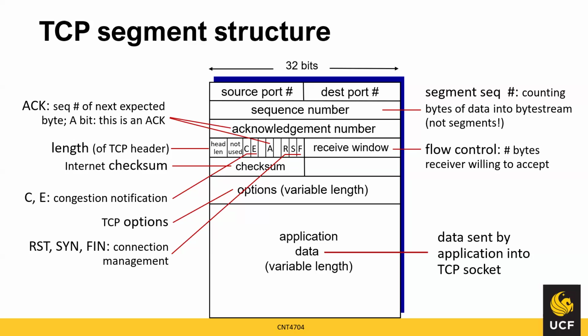Then we have the C and E. These are used for congestion. Obviously, we will not discuss this in this lecture. We will talk about congestion in a different lecture. But that is the idea, and the use for it is for congestion.